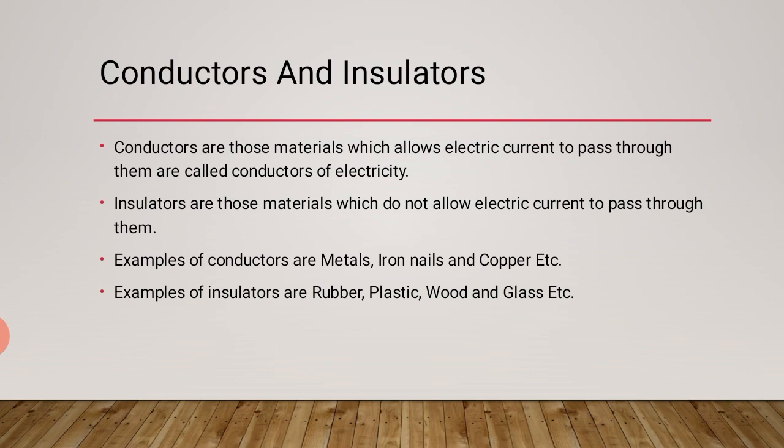Next, insulators. Insulators are those materials which do not allow electric current to pass through them. We can define an insulator another way: insulators are materials which do not conduct electricity. It means insulators restrict the flow of electric current, that is, they stop the flow of electric charges. Examples are rubber, plastic, wood and glass. These are the best examples of insulators. Next slide.